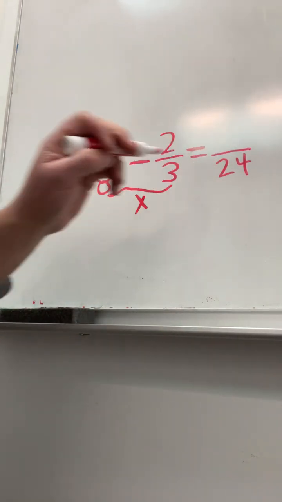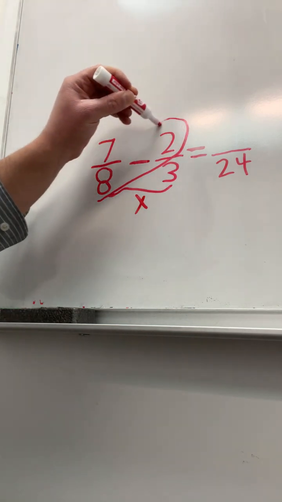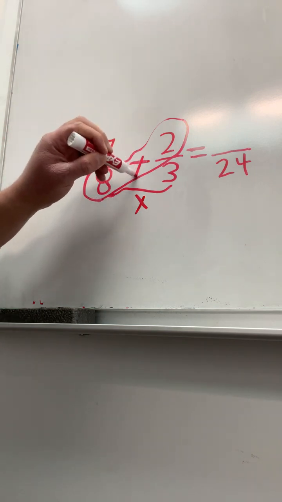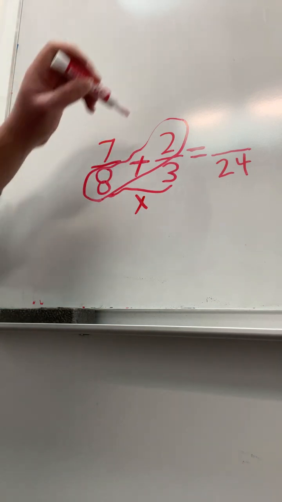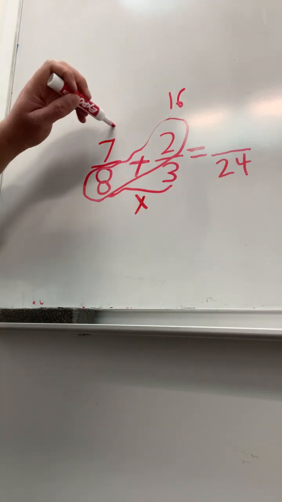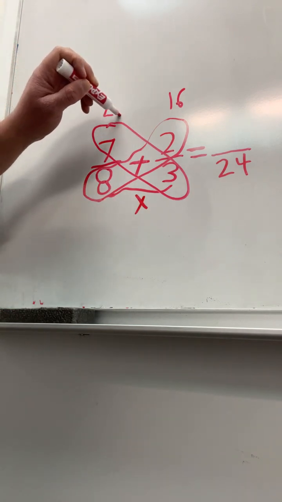So that's our denominator. Next step, we're going to multiply the numerator with the opposite denominator. So we're going to multiply 8 times 2. 8 times 2 equals 16. And we're going to multiply 7 times 3. 7 times 3 equals 21.